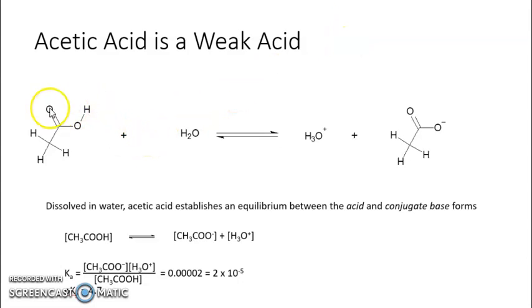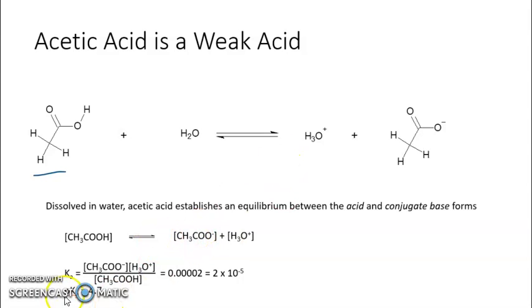So I've drawn the structural formula for acetic acid here, reacting with water to protonate the amphoteric water molecule and give us the acetate anion. And this equilibrium is established when you dissolve acetic acid in water. Now, with a weak acid, this equilibrium lies to the reactant side. Most of the acetic acid in solution exists as the acetic acid molecule and not as the ionized form.